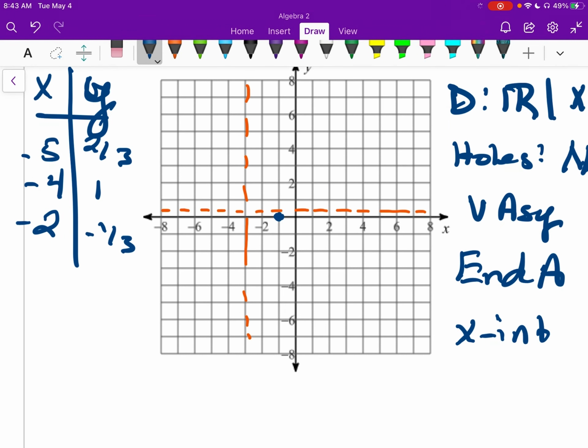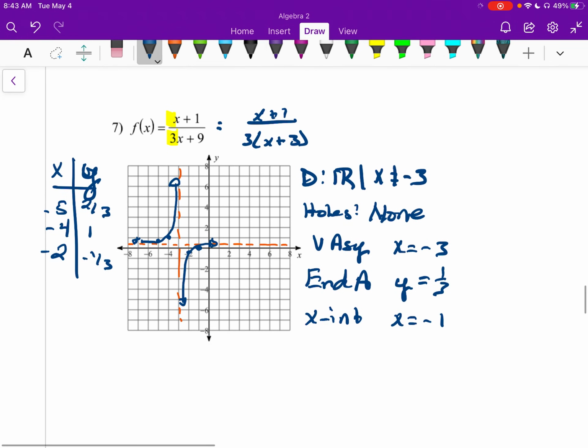So putting these on the graph, -5, 2/3 is somewhere around here, -4, 1 is somewhere around there, and this will do a swoop like that. -2 at -1/3 is somewhere like that, and this one too will do a little swoop. And there we are.